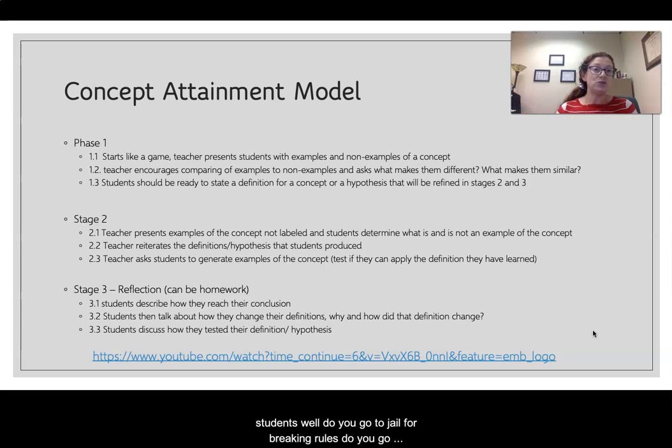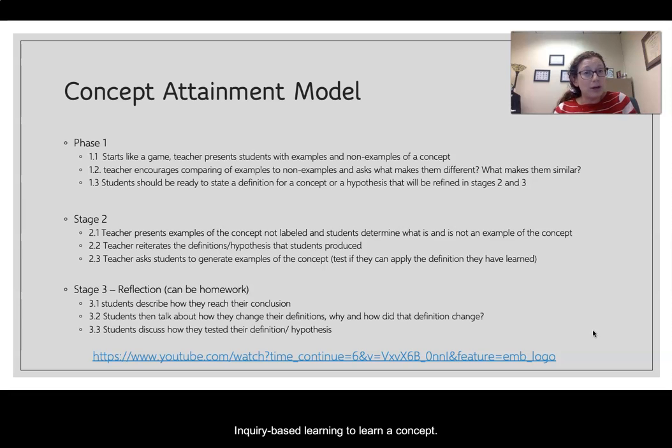You could ask your students, well, do you go to jail for breaking rules? Do you go to jail for breaking laws? Who makes laws? Who makes rules? And it's a great way to get your students to start to figure out the concept on their own based on all the information you presented in prior lessons. So I definitely think it's something that you should try with your students. I think it's a great way to really get the students to use inquiry-based learning to learn a concept.